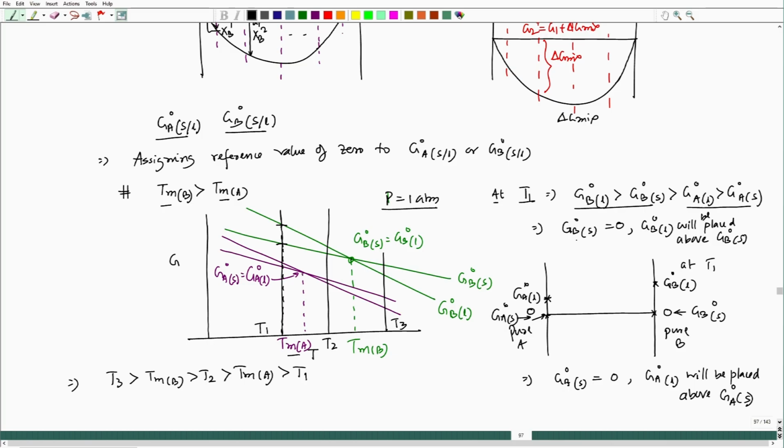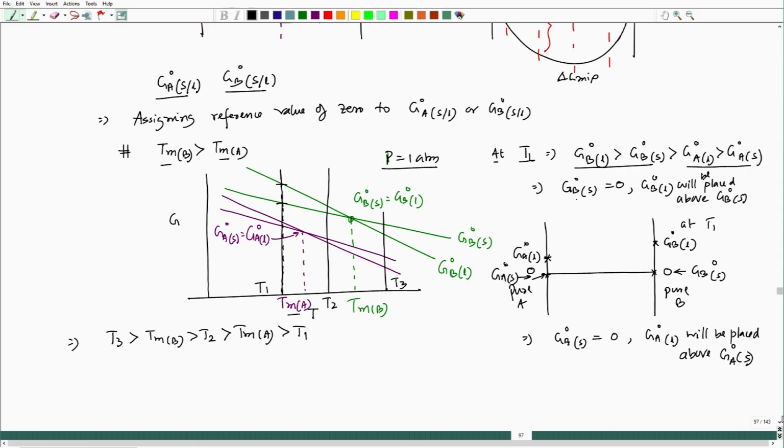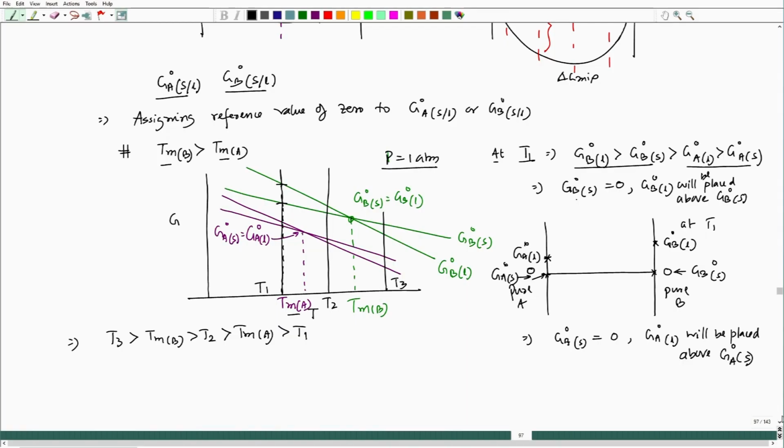Now, similarly, by looking at this free energy hierarchy for A and B separately, by looking at which one has the lowest free energy at that particular temperature, specific to A or specific to B, I can put that free energy value to be 0. So, that is the referencing. It will help us to calculate the phase diagram.